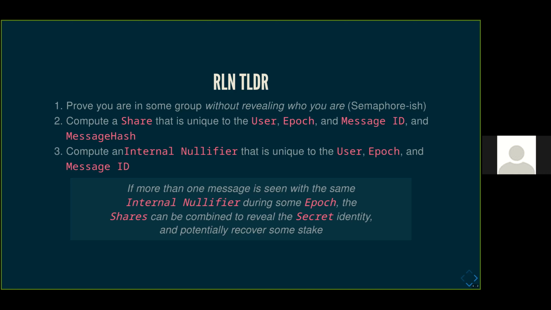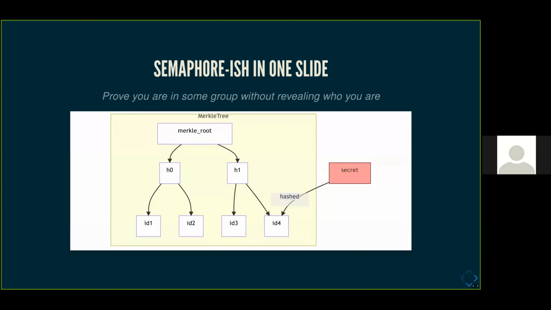So the internal nullifier is a signal that's an output of the circuit that is pretty much useless on its own. It doesn't really do anything on its own. But when more than one internal nullifier matches during an epoch, then that is a signal that you can take the shares from both of those messages and combine them and reconstruct someone else's secret.